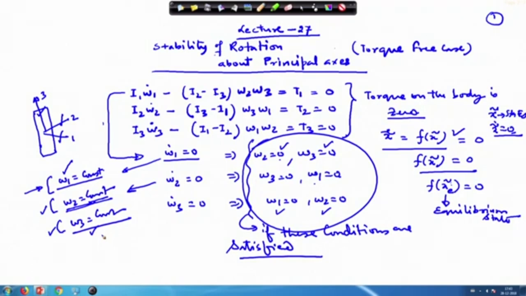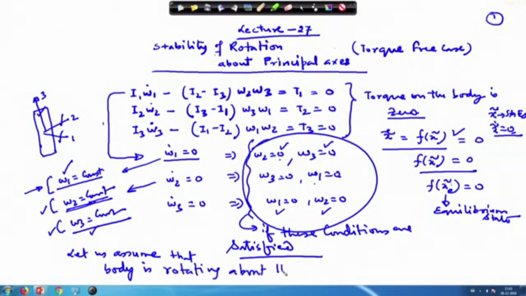Now, suppose that the body is rotating about the one axis. Often we have written this as E1, E2 and E3. So, this is the body fixed axes. So, the one axis means this is the E1 axis. So, it is rotating about this E1 axis, about this axis.